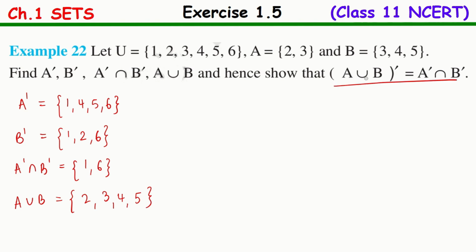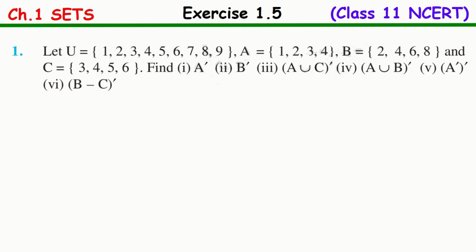So let us begin with the left hand side, which says that (A union B) whole complement. So we know that this is A union B and we take its complement. Whatever is not present in A union B is 1 and 6. And the right hand side says that A complement intersection B complement, which we have already written here, which is also 1 and 6. So the left hand side is equal to the right hand side. So from this example we have proved the property of complements, which is De Morgan's law.